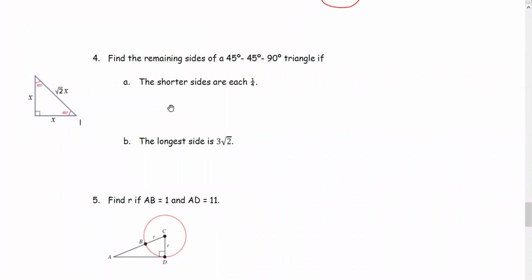Next, we find the remaining sides of a 45, 45, 90 degrees triangle. Part A, if the shorter sides are each 1/4. Part B, the longest side is 3 times square root 2. From the diagram of the 45, 45, 90 degrees triangle, you see the two legs are equal. Use the notation x and x, and the hypotenuse is square root 2 times x, which is based on the model.